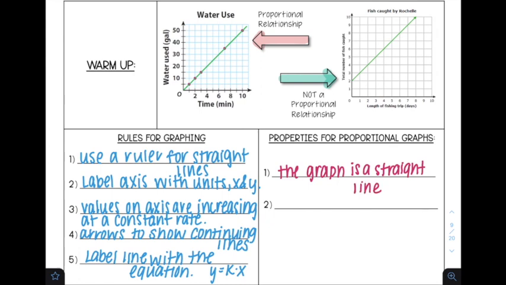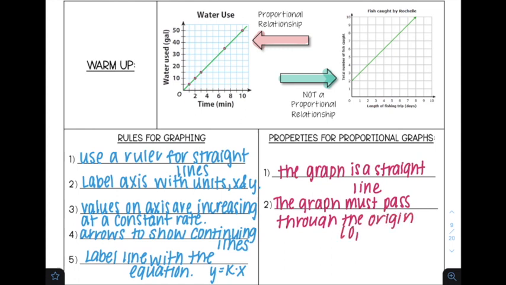The other thing that you should notice between your non-proportional relationship and proportional relationship is that your proportional relationship starts at the origin, whereas your non-proportional relationship does not. So the graph must pass through the origin, which is 0, 0.